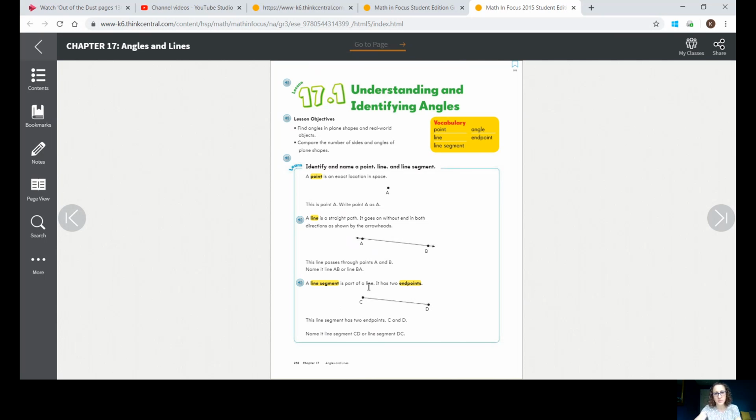A line segment is part of the line, and it has two endpoints. These are the endpoints. Notice they're just the circles. There's no arrows. This line has an arrow. That's why it's a line. This is a line segment because it is just a piece of the line. This line segment has two endpoints, C and D, so you can name it CD or you can name it DC. Doesn't matter.